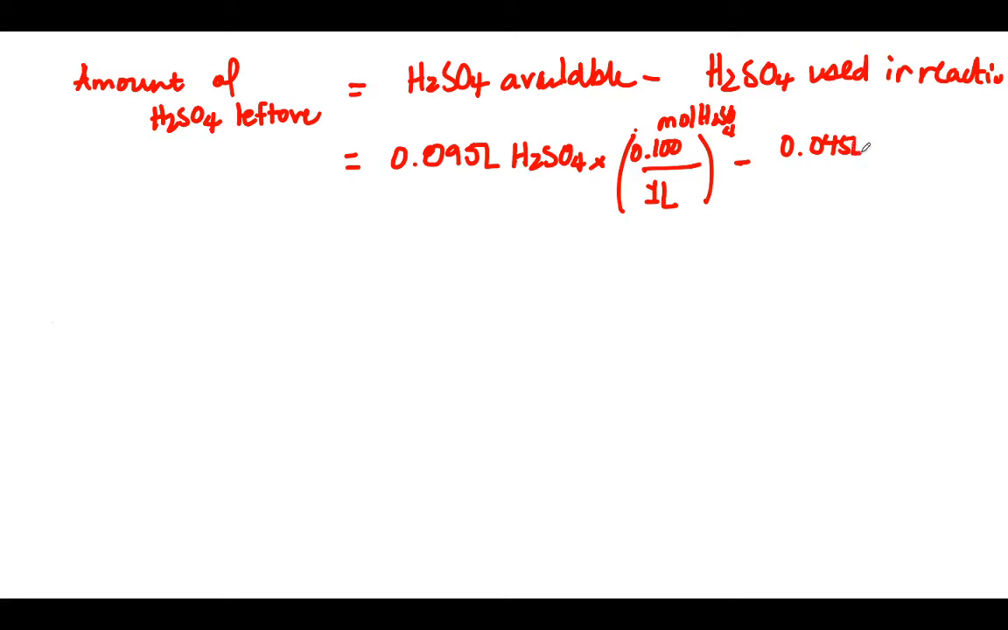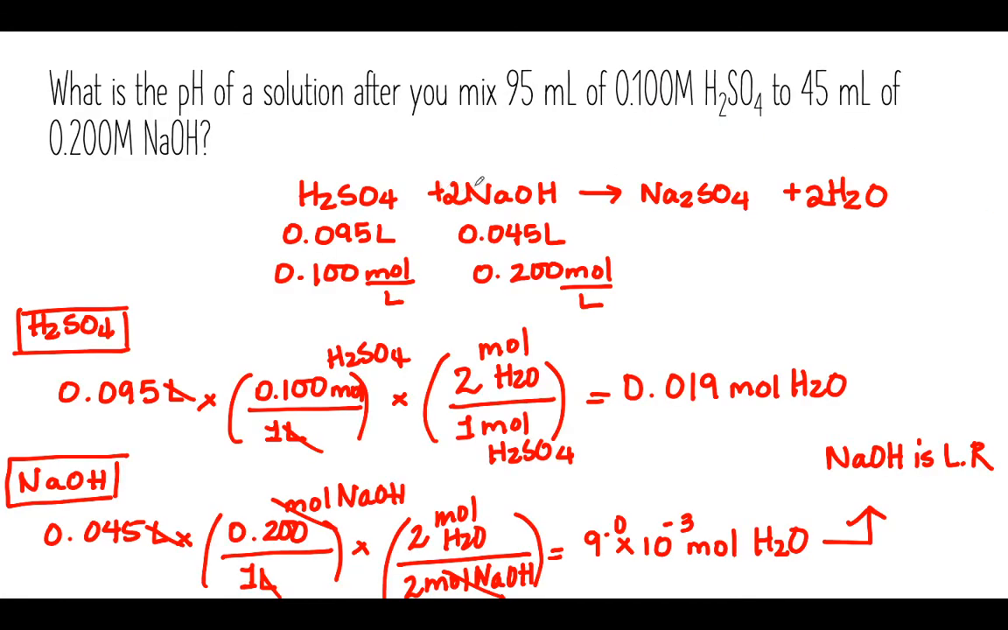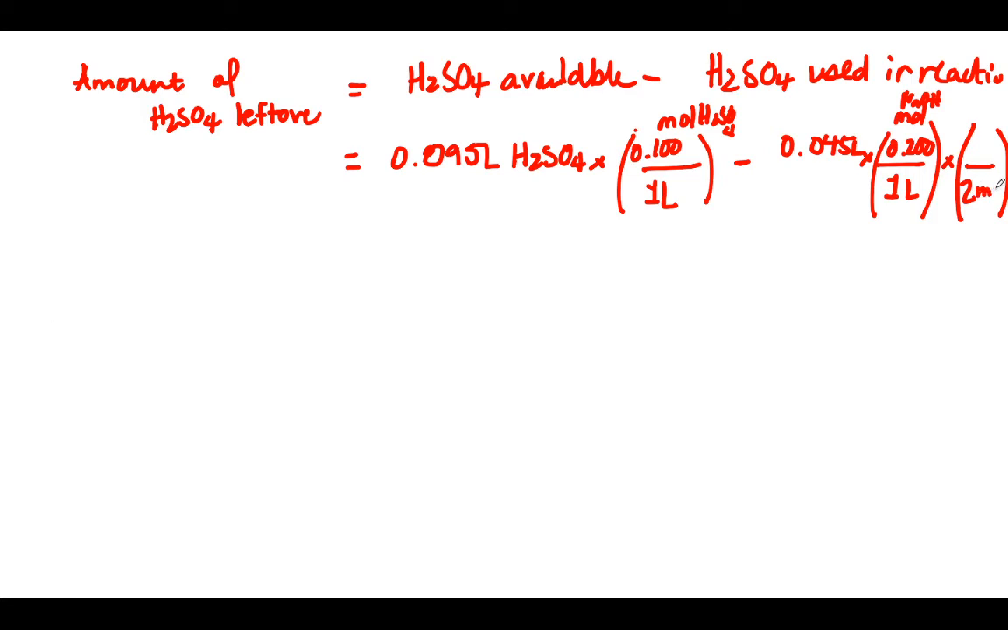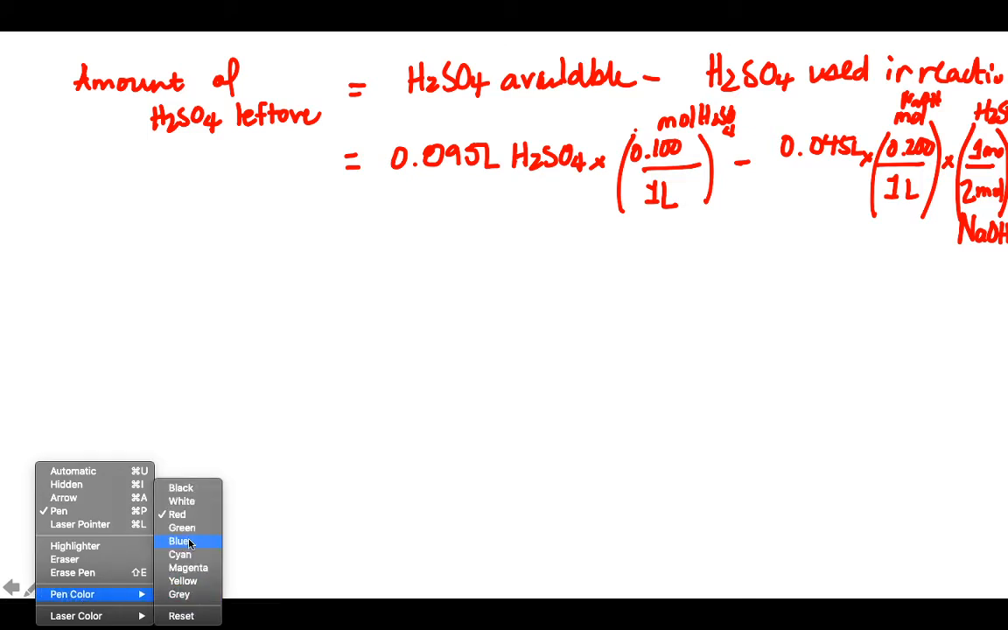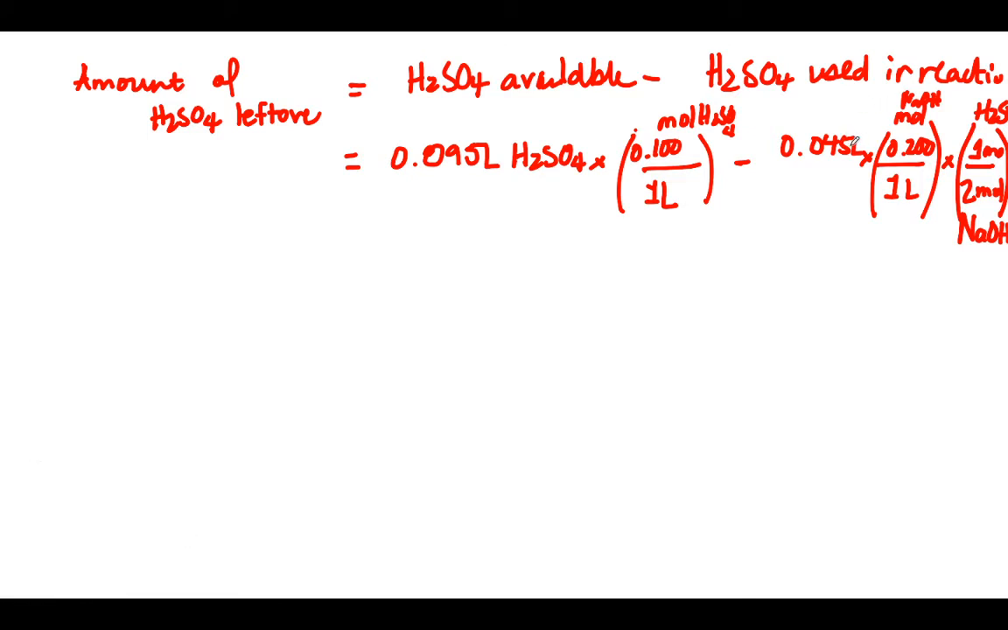0.045 liters times 0.200 moles of NaOH divided by 1 liter NaOH. And then I'm going to use the mole ratio between NaOH and H2SO4, right? So I know that the coefficient of NaOH is 2. So 2 moles of NaOH for 1 mole of H2SO4, right? I'm going to just change my color here so I can show you the units canceling out. It's a little bit hard to see, I know. So the liters of NaOH cancel out, the moles of NaOH cancel out, and I have moles of H2SO4 left over.